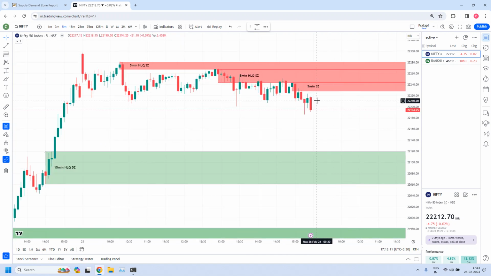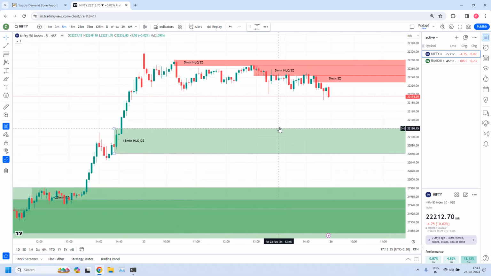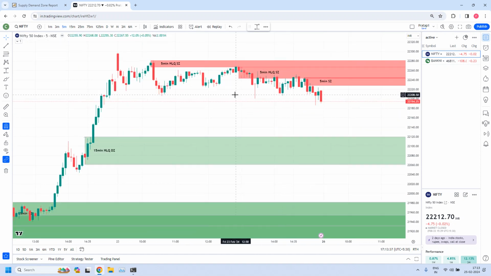But remember, this is only at the 5 minutes level. 5 minutes level liquidity will be only for temporary purpose. It will not last for many candles. Maybe within a few hours it may withstand, after that it will be violated. But currently, we have supply zones only at 5 minutes. And in the remaining time frames we don't have any supply zones.